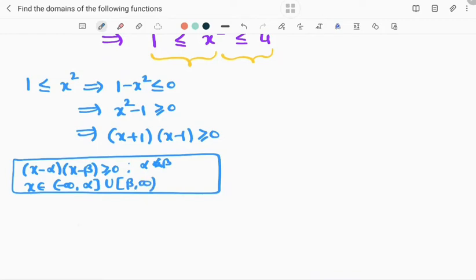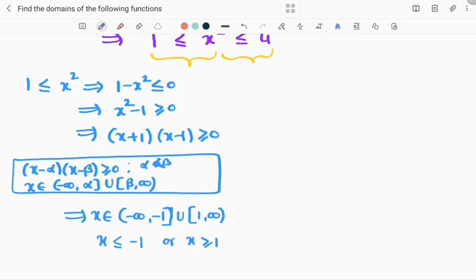So by using this formula, x belongs to open minus infinity to minus 1, here x plus 1 can be written as x minus of minus 1, union closed 1 to infinity. Till here everyone understands? That means x belongs to minus infinity to minus 1 means x is less than or equal to minus 1, or x is greater than or equal to 1.